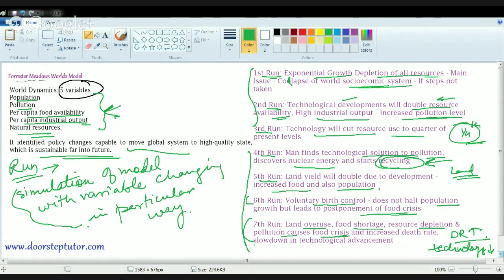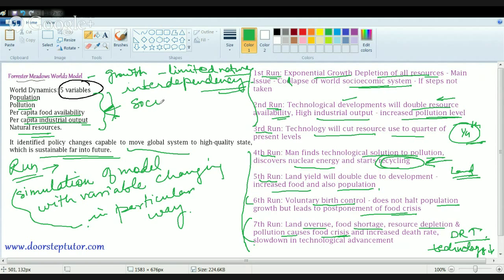The implications of the World 2 model are very clear. He basically tried to say that growth is limited by nature. You cannot grow beyond what nature can give you. There is interdependency between these 5 variables. These were the things he tried to focus on, and finally he emphasized the socio-economic setup. So you have the socio-economic implications that were involved with these concepts.